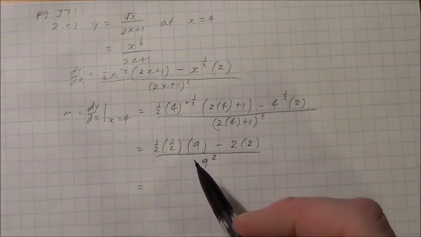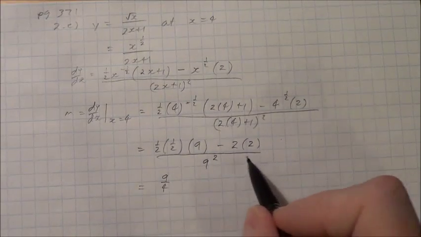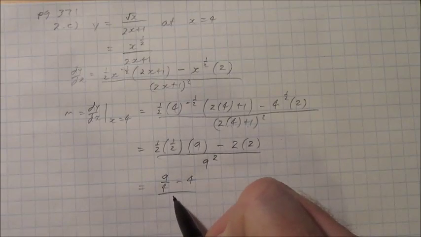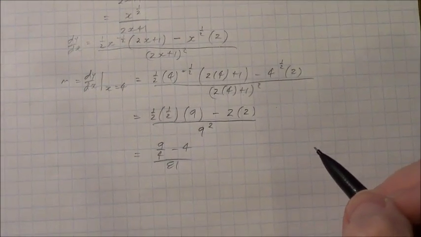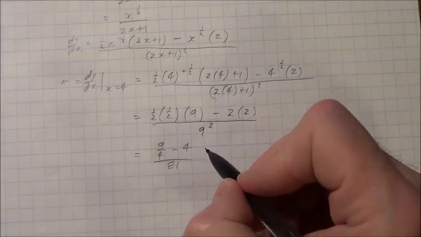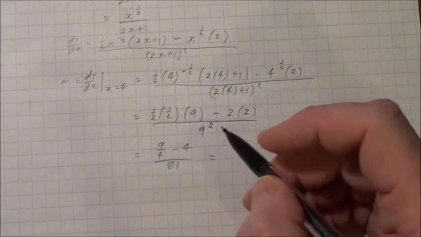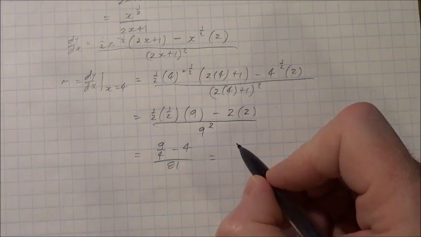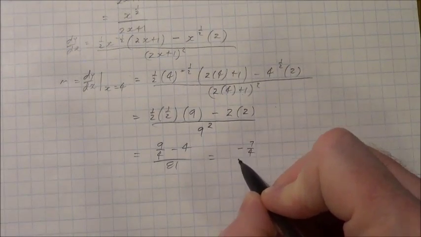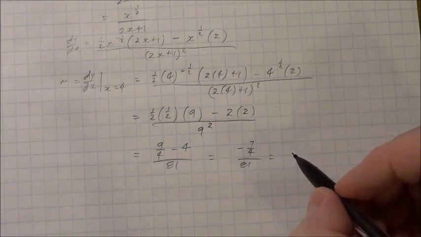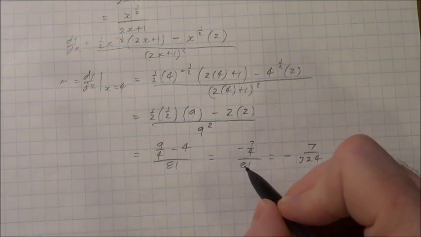And then we'll simplify this a little bit here. 1/2 times 1/2 times 9 is 9/4, minus 4, all over 81. And then, I'll just go sideways here. 4 is just 16 over 4. So we got 9 over 4 minus 16 over 4, which gives me negative 7 over 4 over 81. And that gives me then negative 7 over 324.